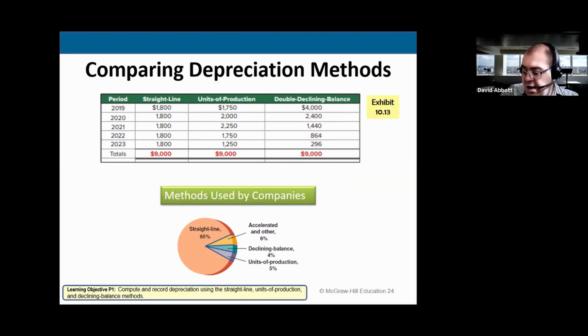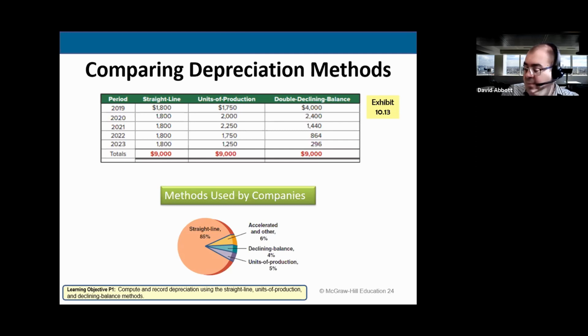Also, the straight line method yields a steady pattern of depreciation expense, while the units of production depreciation depends on the number of units produced. Each of these methods is acceptable because it allocates costs in a systematic and rational manner.